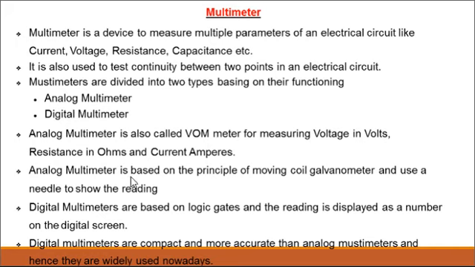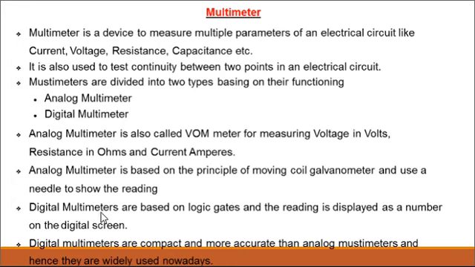Analog multimeter is based on the principle of moving coil galvanometer and uses a needle to show the deflection, or the reading. Analog multimeter consists of a needle. Whenever a sensitive current passes through it, the needle will be deflected, so the deflection of the needle gives the reading. That is the analog multimeter.